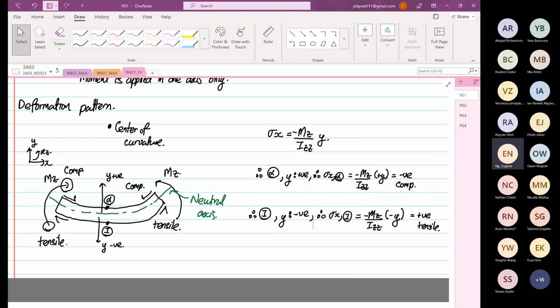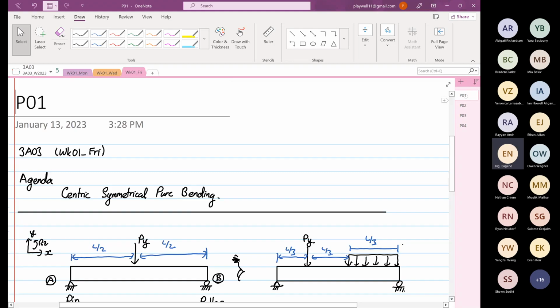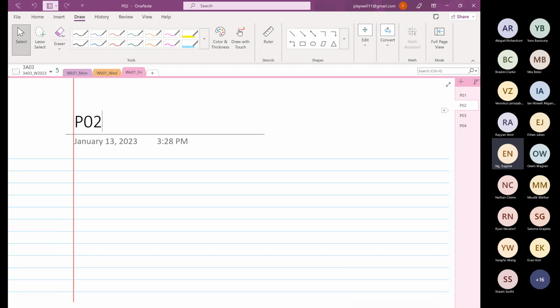Okay, so the next thing, I'm going to do another very similar example to convince you that this is right. Have you all finished copying first? Yes? Okay, so now let's say I turn the structure upside down.